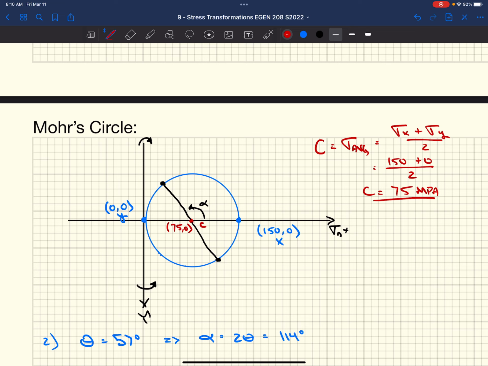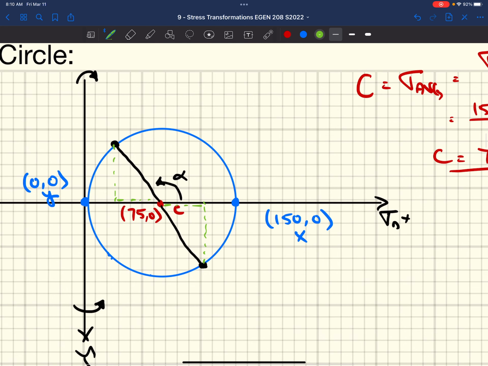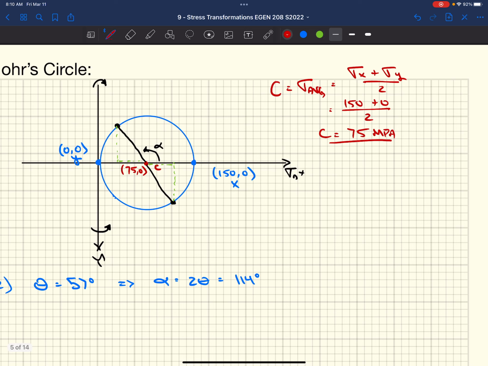Another big component here: if we're going to use trigonometry, we're going to need to know magnitudes, or really the components of this triangle that we can generate above and below. If we look at this, we have these 2 triangles. Out of these 2 triangles, we really want to know the hypotenuse, or the radius of this circle. So we can use an equation to figure out the radius. We're going to use Pythagorean's theorem here. We're going to say it's sigma x minus the center, squared, plus tau xy squared.